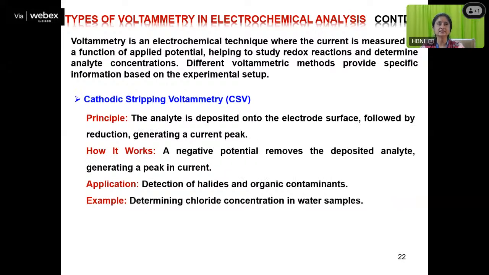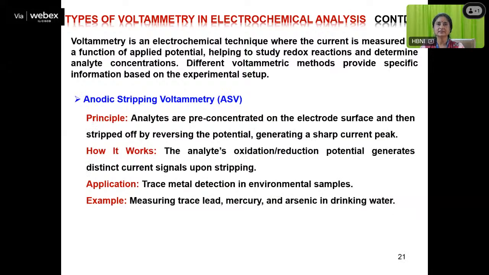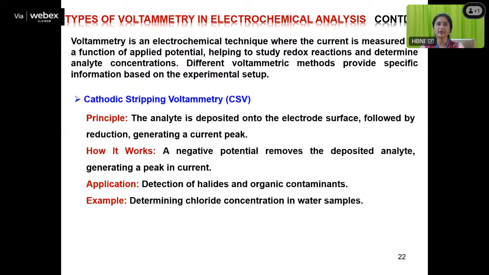Then similarly, there is cathodic stripping voltammetry, where the analyte is deposited onto the electrode surface again, followed by reduction, generating a current peak. A negative potential removes the deposited analyte, generating a peak in the current. In the previous case, it is the positive potential. Here it is a negative potential which strips it back. Now, the detection of halides in organic contaminants, determination of chloride concentration in water samples are the examples. So, cathodic stripping voltammetry is for chlorine, whereas anodic stripping voltammetry is for metal ions. So, this you have to see.